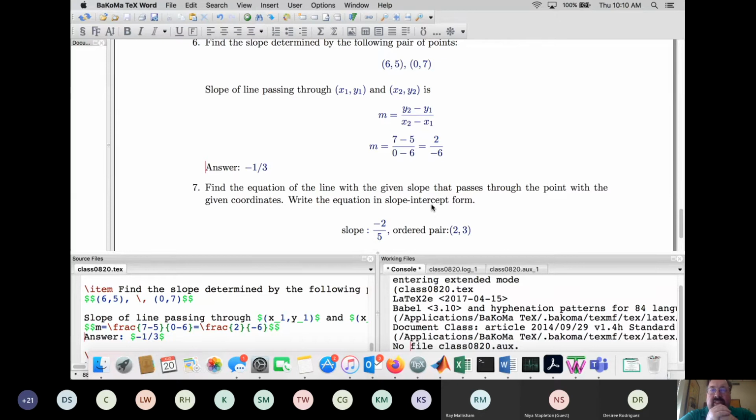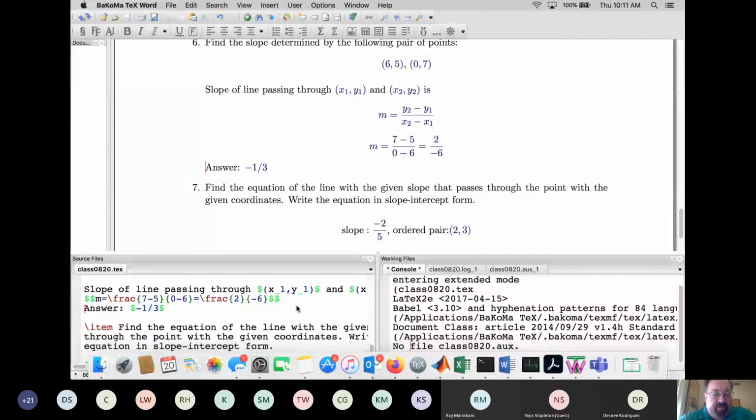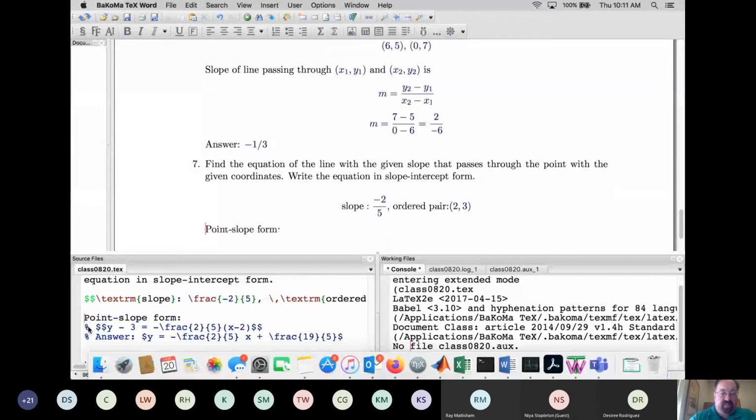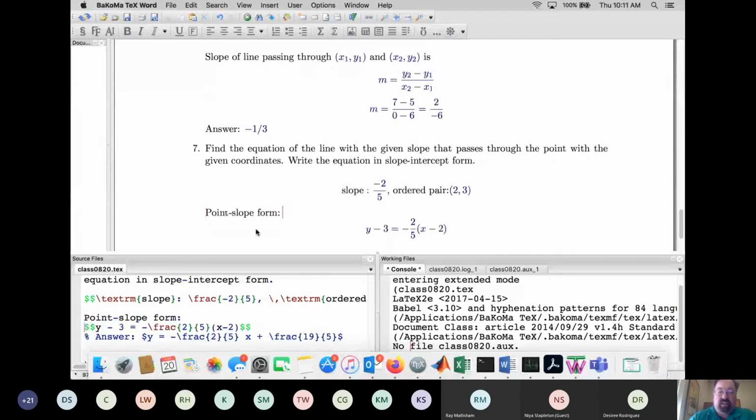What do we call that? Point slope. Point slope form. And certainly, given information, point slope form is the easier one to come up with. So you can write down the point slope form first. So we have y minus the given y value is equal to the slope times, and use your parentheses, x minus the given x value.